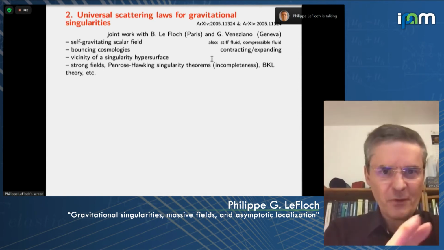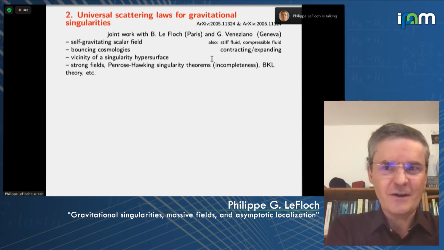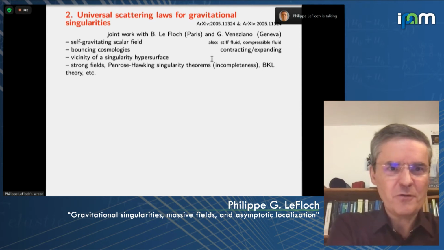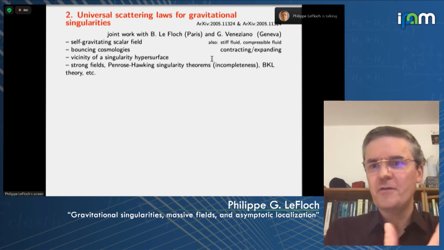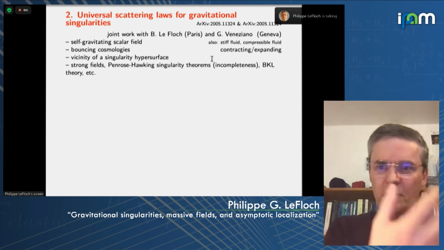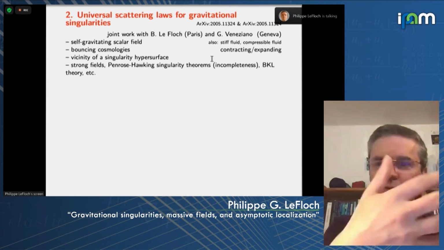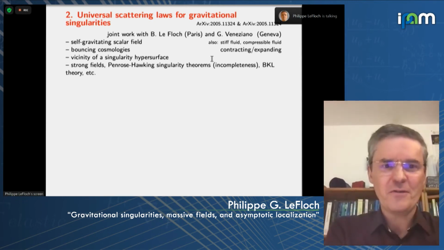The setup, this is a joint work with Bruno LeFloch and Gabriele Veneziano. We have a couple of papers that you can find on the archive on this topic. And the presentation I'm giving today is a case of a scalar field, a self-gravitating scalar field. We look at bouncing cosmologies. There is a contraction. You reach a singularity. And then I want to define an expansion and connect the two regions of the spacetime.